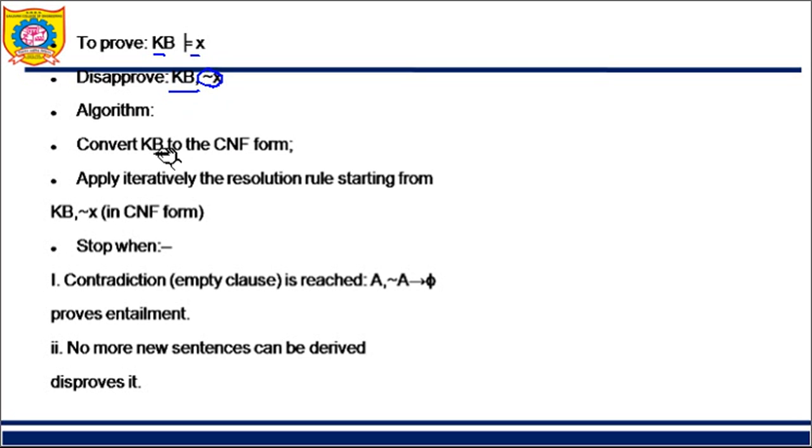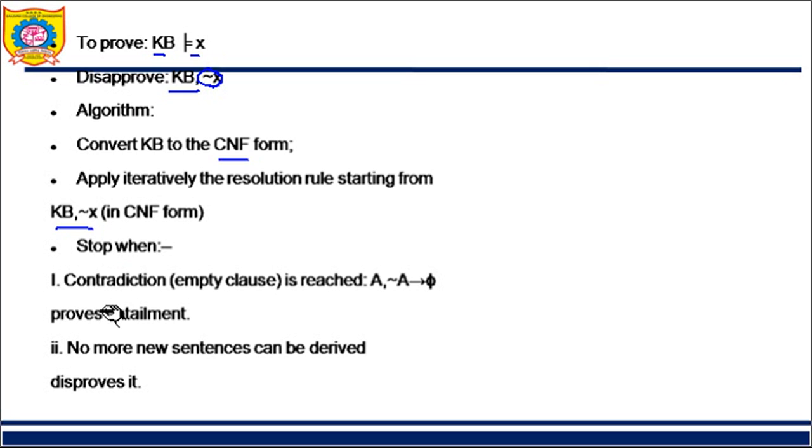What does my algorithm say? My algorithm says convert knowledge base to CNF. This is my first step. After that, apply iteratively the resolution rule starting from knowledge base, the way we have done in the example. What is resolution rule? If I am having A or B, and secondly I am having negation of B or C, then my conclusion or inference is A or C. So that rule I have to apply iteratively wherever it is possible.